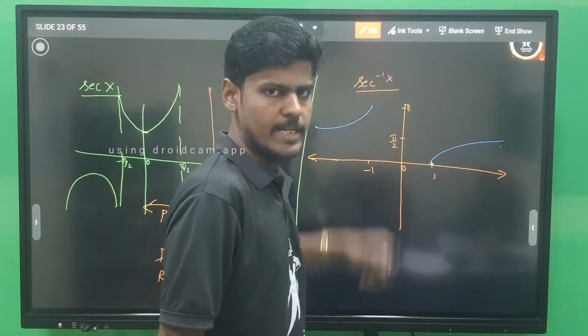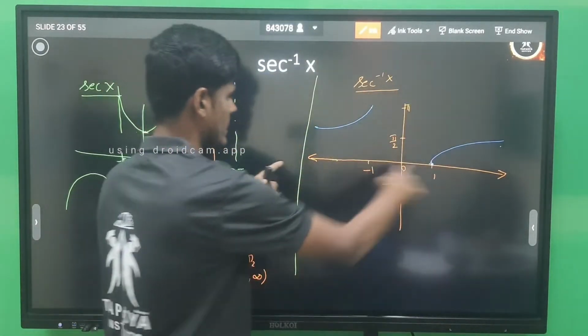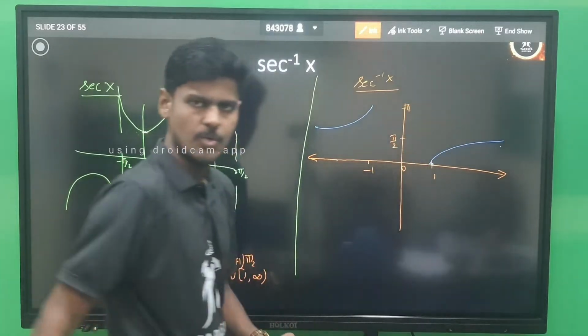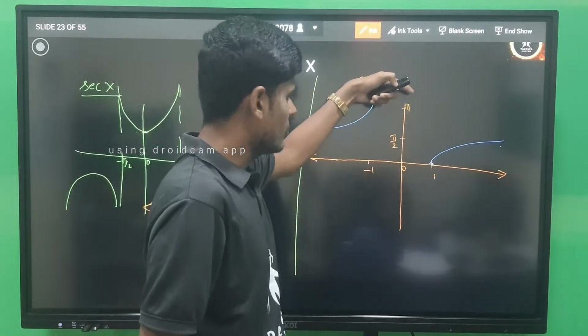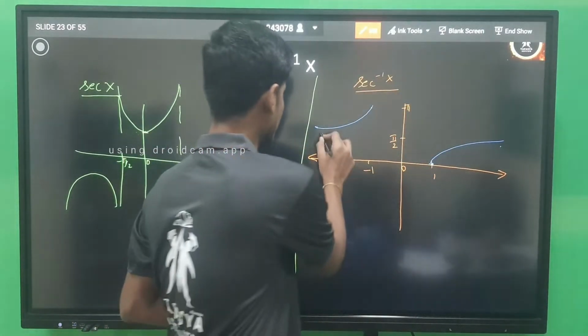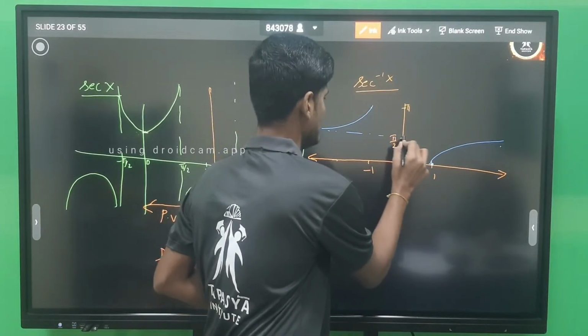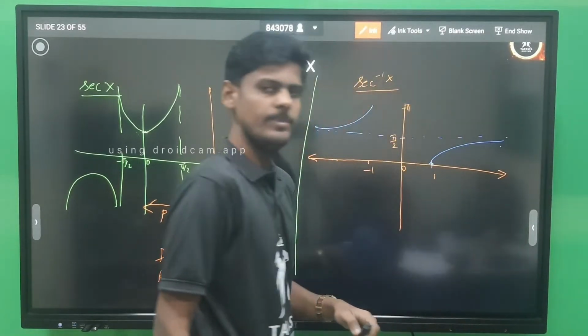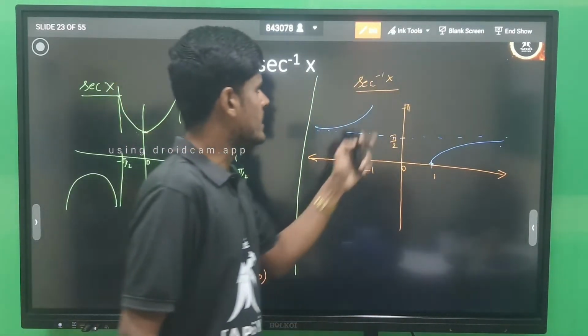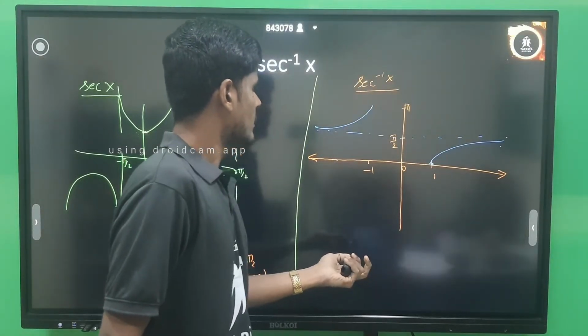And what is the domain and range, students? Domain is all real numbers except minus 1 to 1. Range is 0 to pi except pi by 2. This value pi by 2 is not in this interval. This is the graph of secant inverse x.